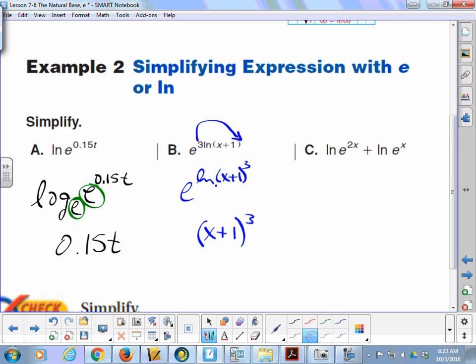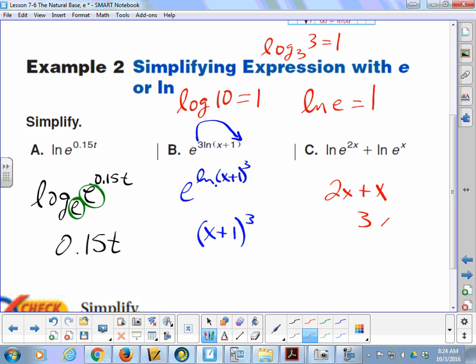And letter C, natural log of e to the 2x plus the natural log of e to the x. Well, the natural log of e is equal to 1, because those are inverses of each other. Just like the log of 10 is 1, or the log base 3 of 3 would be 1. Same thing. So for letter C, this is just 2x plus x, which is 3x.